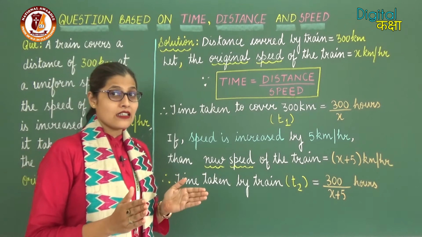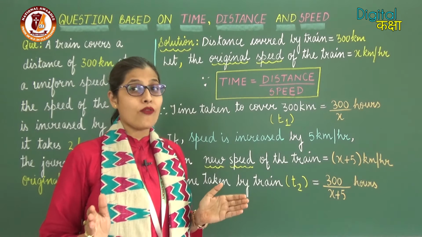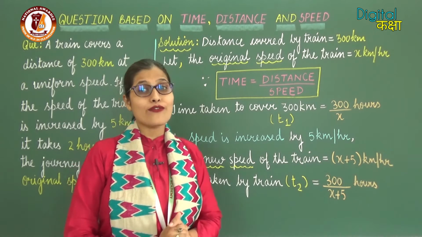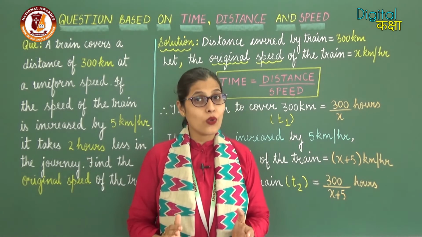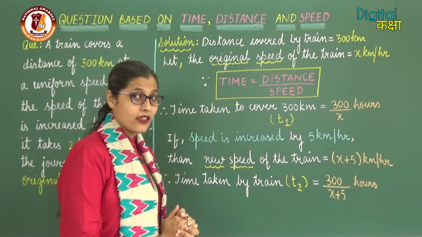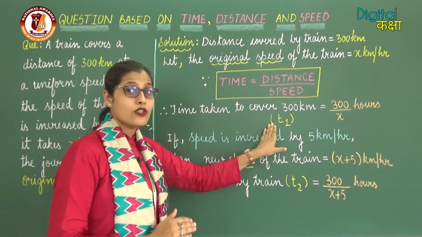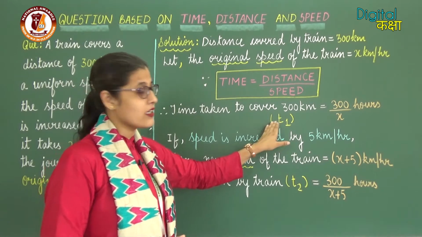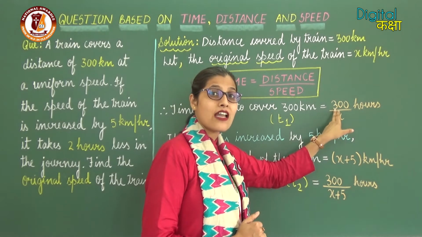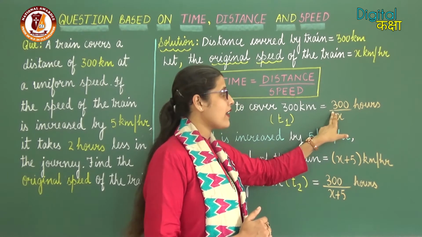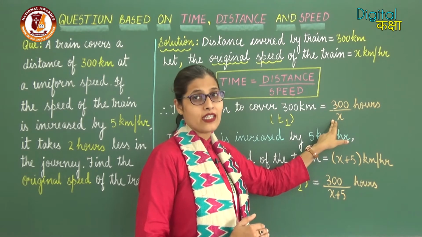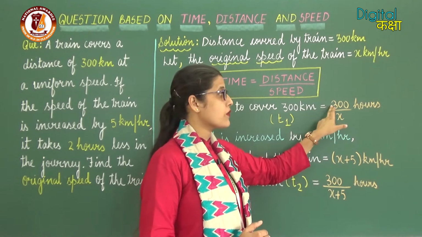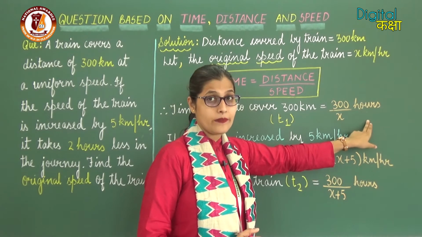Now as the train is travelling with the speed of x km per hour to cover a distance of 300 km, the time taken by the train, which we will consider to be t1, equals the distance travelled, which is 300, divided by the speed of the train, which is x km per hour, equals 300 upon x hours.